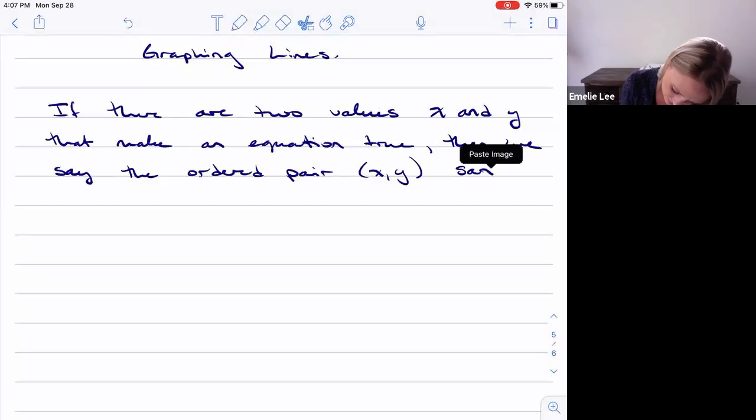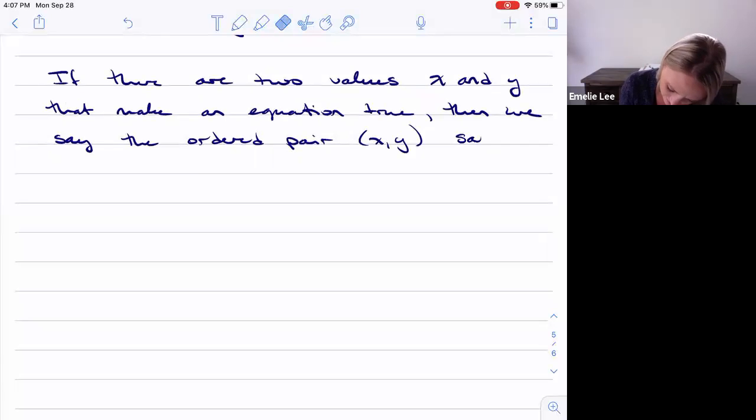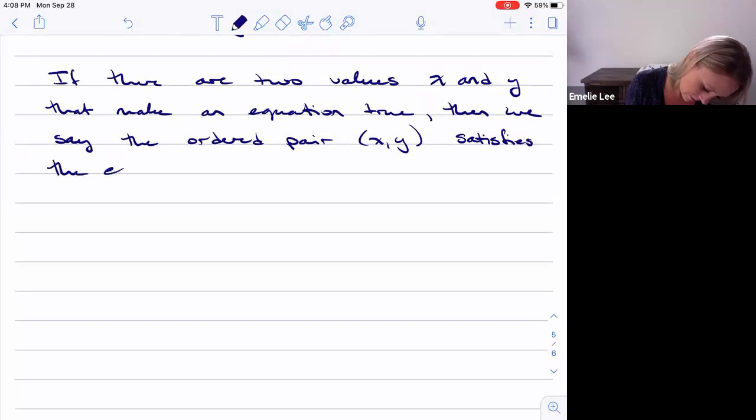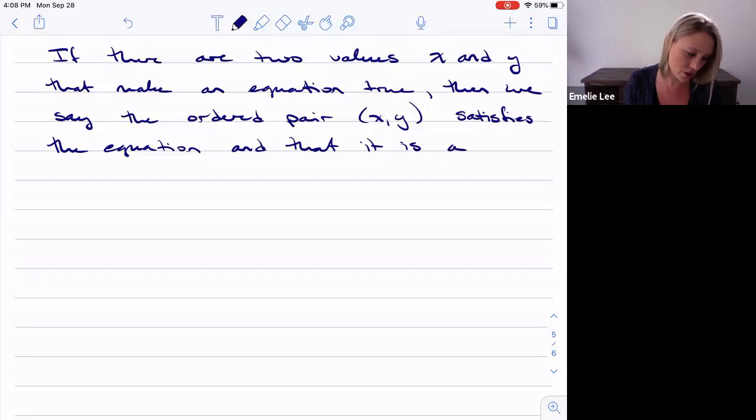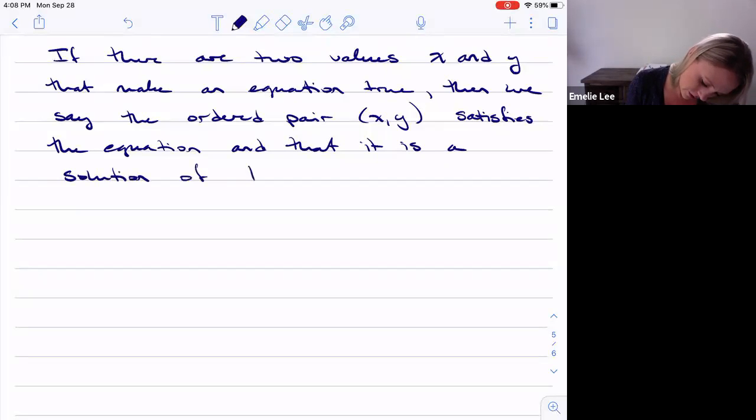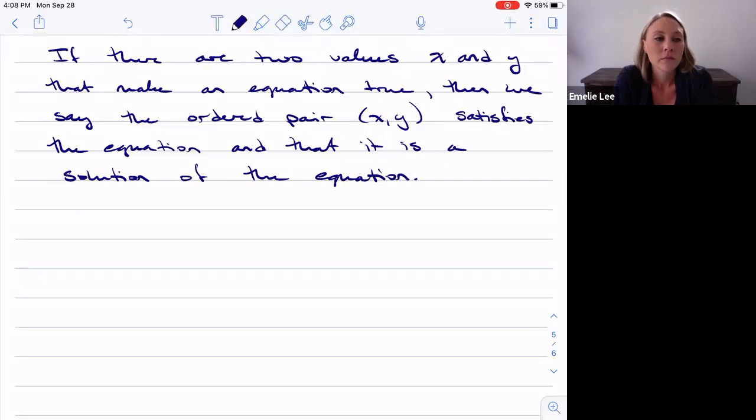It's because I lean my hand on the bottom corner and it won't let me write at the same time. Satisfies the equation, and that it is a solution of the equation. Okay.